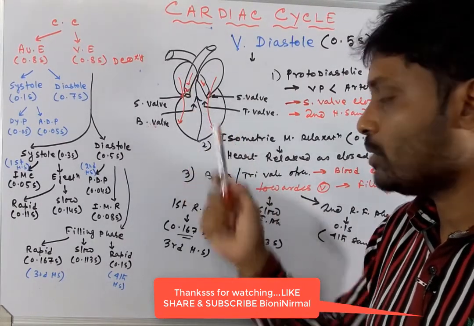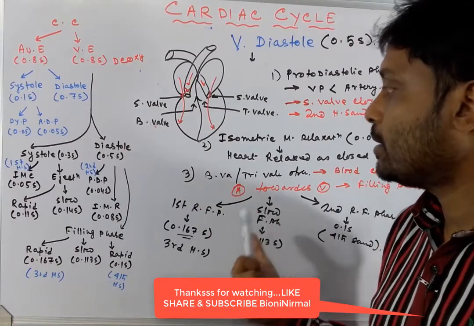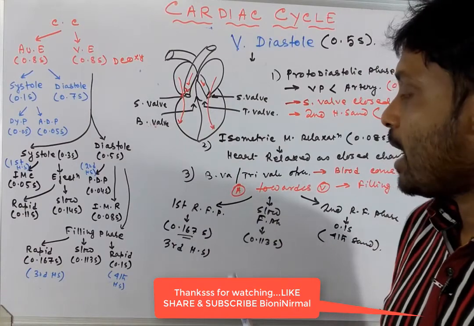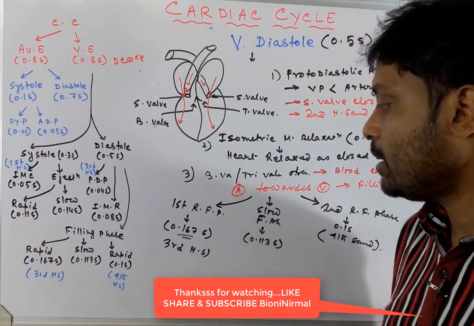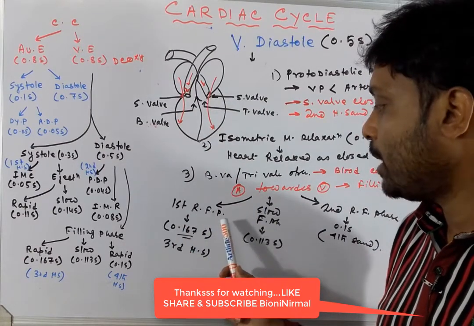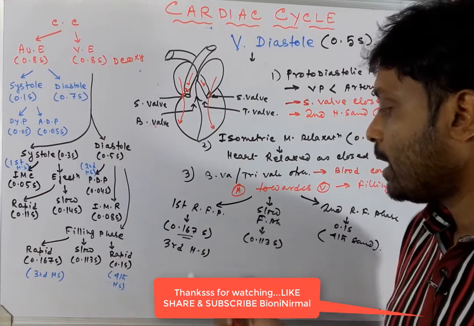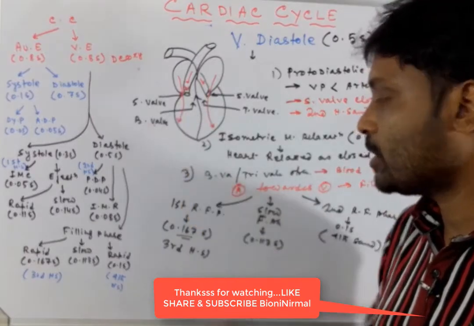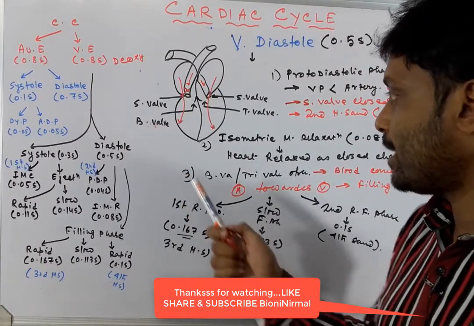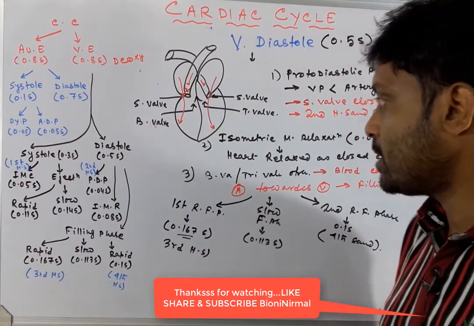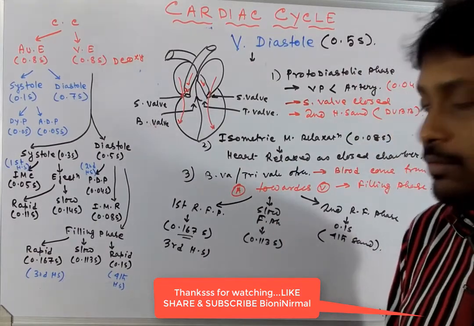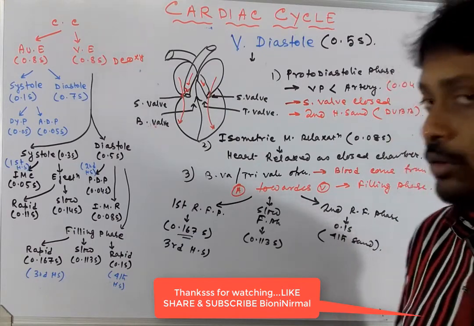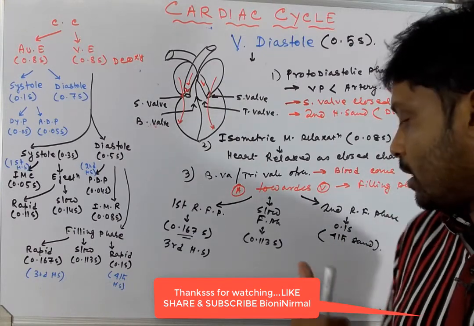Then the ventricular pressure becomes lower than the auricular pressure, so blood comes from the auricle towards the ventricle. This is called the filling phase. First is the rapid filling of blood into the ventricle, which makes the third heart sound because the blood hits the ventricular wall when entering from the auricle. Next is the slow filling phase, and the last is the second rapid filling phase, which takes 0.1 second and makes the fourth heart sound.